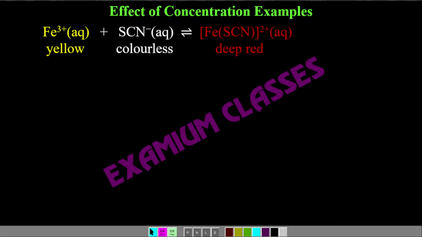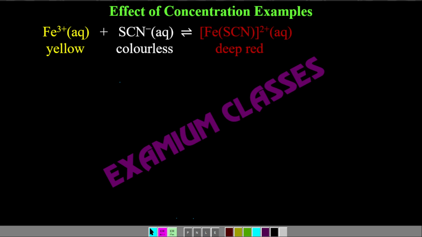This is an example. In this example, ferric ions, Fe3+ ions, which are yellow in aqueous solution, when they are reacted with thiocyanate ion, SCN minus, then they produce this complex, this compound, which is deep red in color. This is deep red in color. Now what can happen if we change the concentration by adding something?